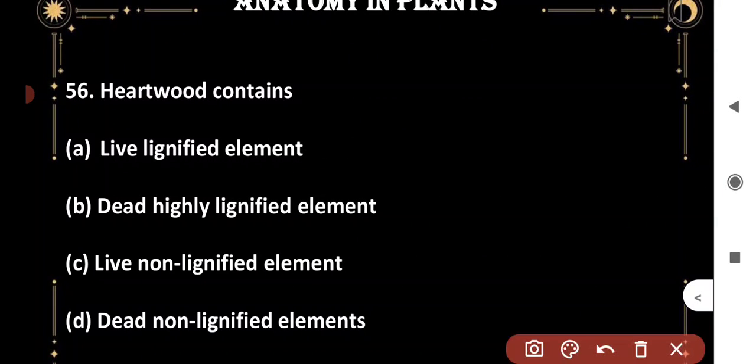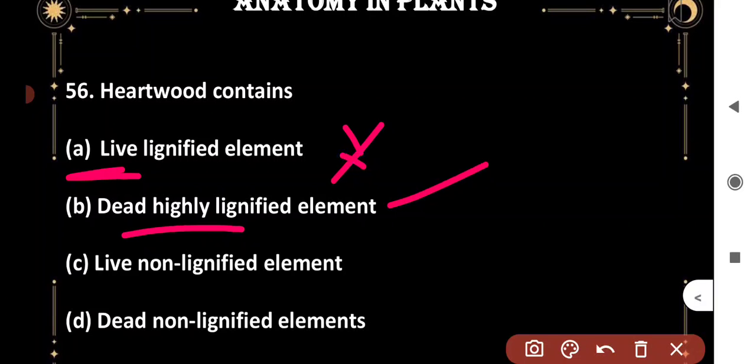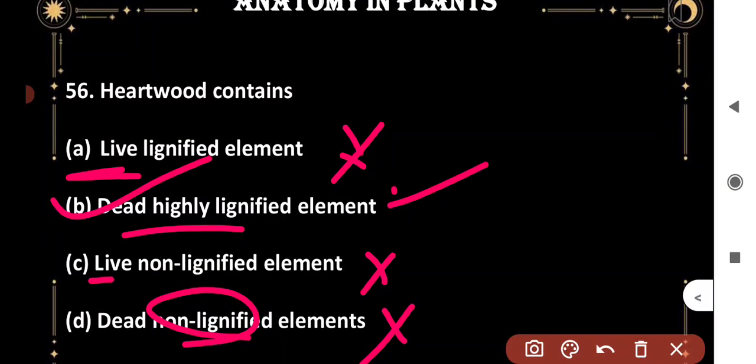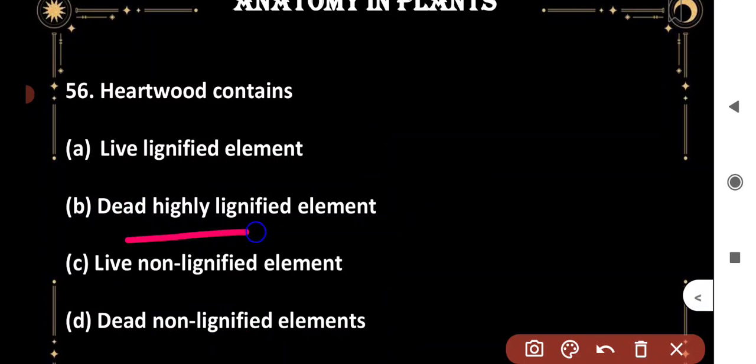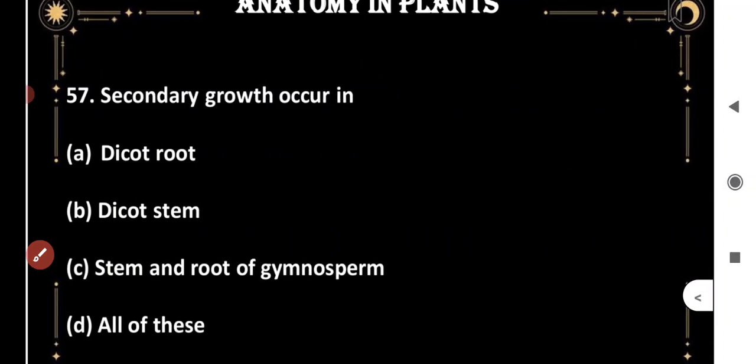Next, heartwood contains live, no, it is dead highly lignified element. Since it is dead highly lignified, no problem, correct. Live, no, wrong. Non-lignified, no, it is lignified. So option B is correct. Heartwood contains dead highly lignified elements.